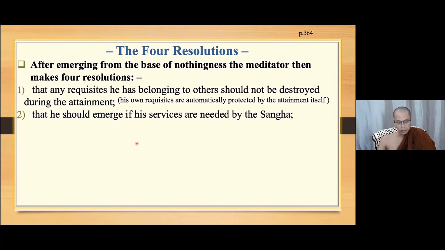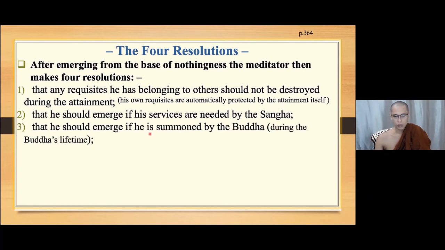And the second resolution is he makes the determination to emerge if his service is needed by the Sangha. So although he makes a determination to remain until the 7th day, due to conditions, something may arise in the Sangha. The Sangha expects his service to solve that problem or to perform that task, especially with a special intention. If the Sangha expects that, he makes the determination that he will automatically emerge from the Nirodha. Then he needs to make this kind of resolution also.